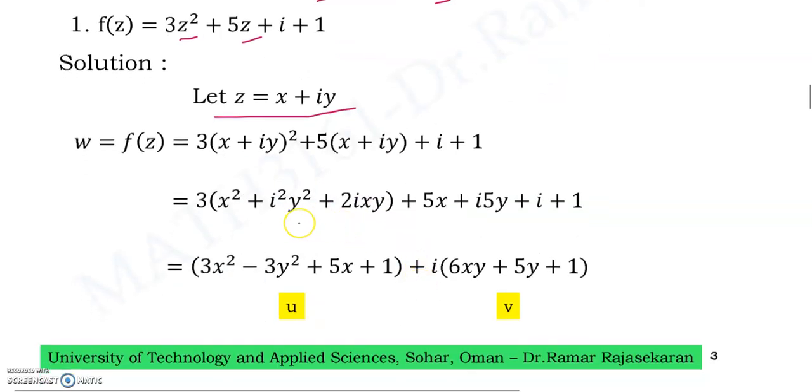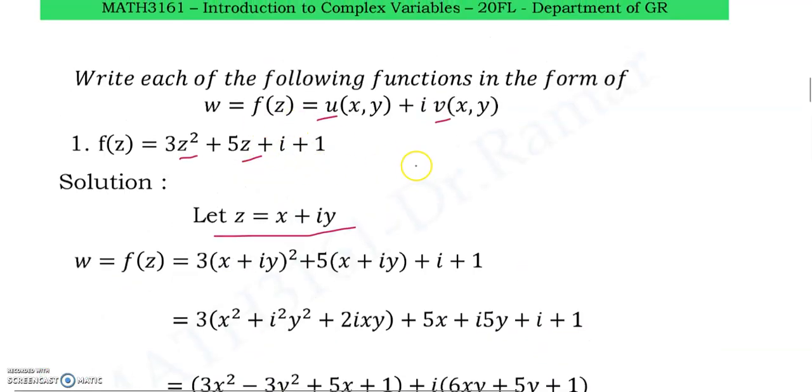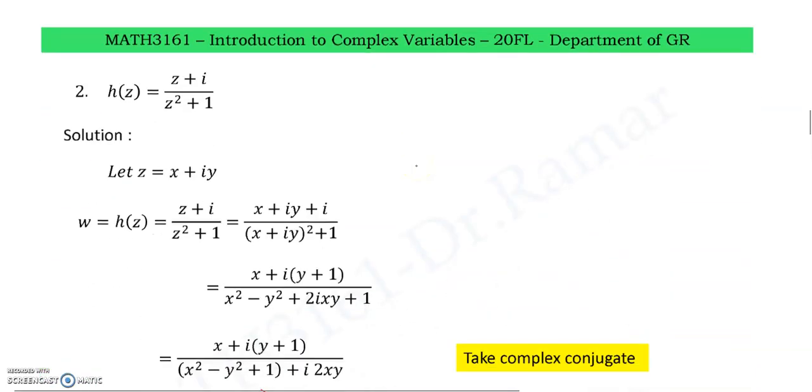Now here you write this is the real part, this is the imaginary part. You see the function f of z is written as the real part as this plus i times this imaginary part, so that this is called u, this is called v. Now this is the function f of z. Similarly, you see the second question.